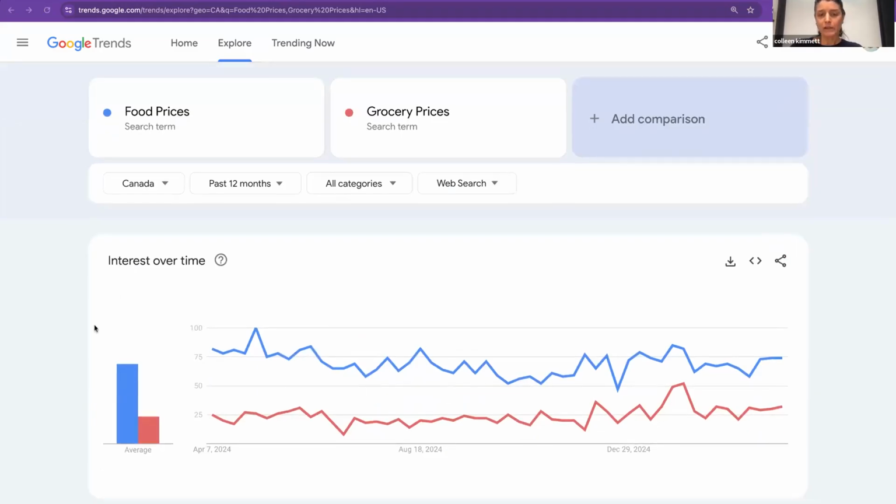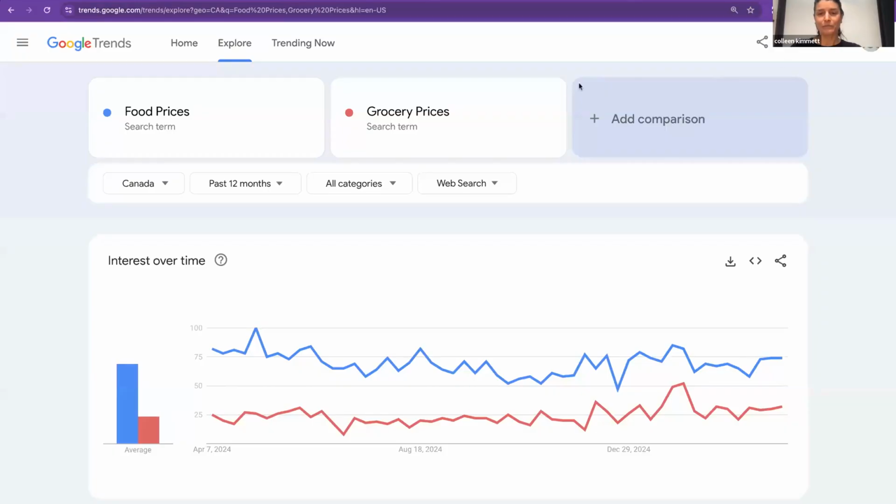I'll pause there and see if there's any questions or any searches you've tried that you want to share, or any search terms, topics you want me to try with the group. Perhaps not. I see.